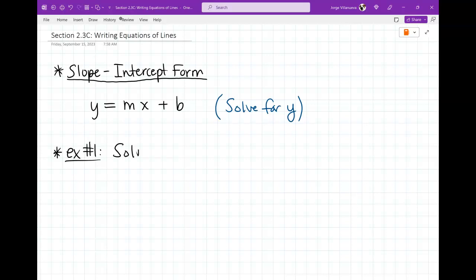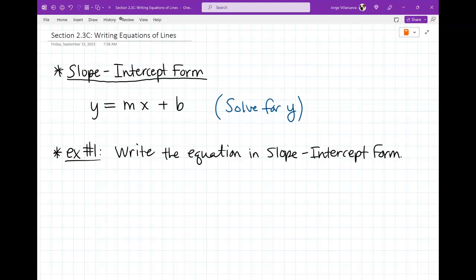They're going to tell us to solve, or not solve, write, sorry, because we're not solving for anything. Write the equation in slope-intercept form. If you want to shorthand it, you could put SIF, slope-intercept form. So write the equation in slope-intercept form, and here is the equation that we're going to use. Negative 6y equals negative 24 minus 8x. Now remember, it's important that the placement is written out properly, right? We want the x term to be in the middle, the b term towards the right, the y value on the left side, okay?